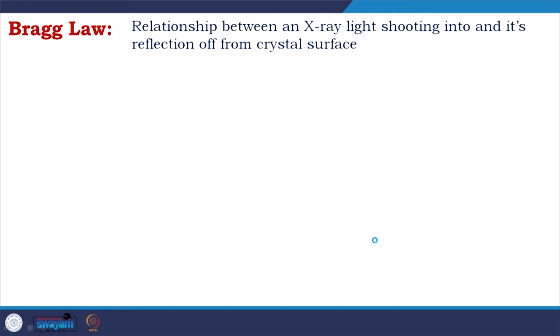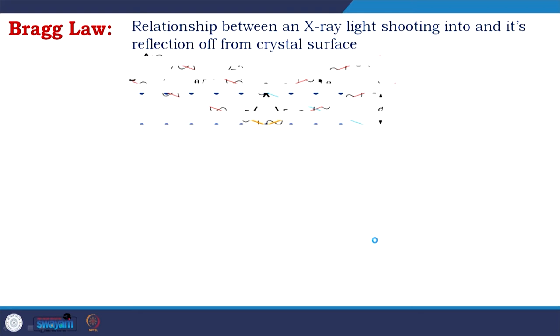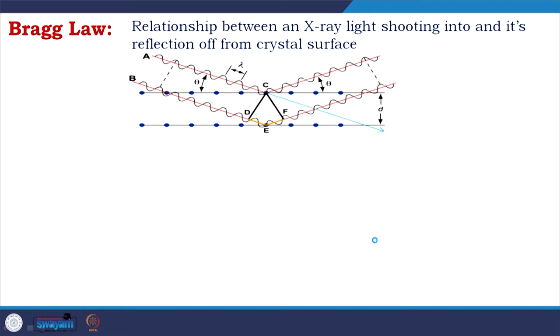We have discussed Bragg's law. Bragg's law talked about the relationship between an X-ray light shooting in and its reflection off the crystal surface, but we will look at it from a different perspective. So, what we know here is that when there are two reflected lights, the length dE, which is this, is the same as EF.